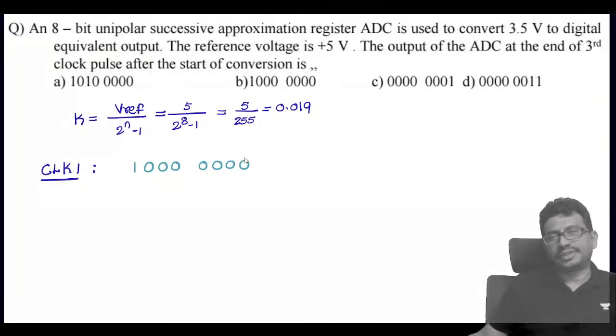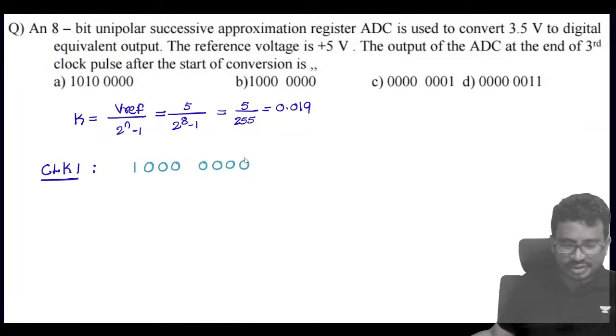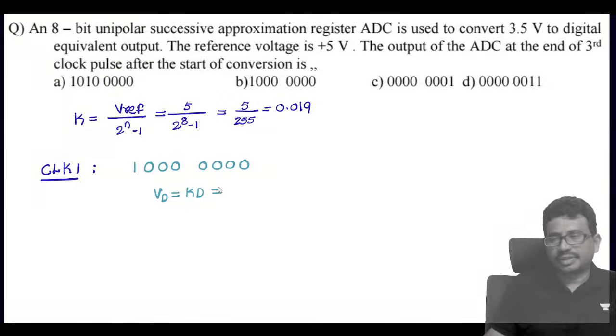For this, correspondingly, we need to get this output now. What is this V0 value? That is K into the decimal equivalent. So how much is this value? Tell me, the K value.